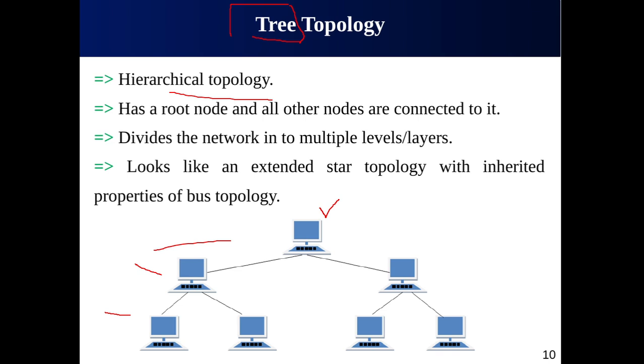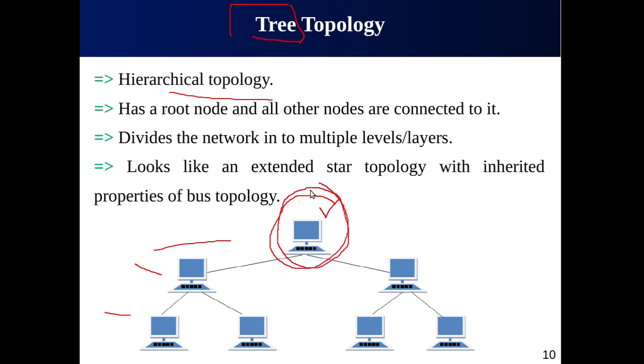And also, if you think about the tree topology, you will come to the conclusion that it is actually an extension of the bus and star topologies. Or you can say that it looks like an extended star topology with some inherited properties of the bus topology. Okay, like we have a bus here, and if you see it as a whole, this is like an extended star topology.